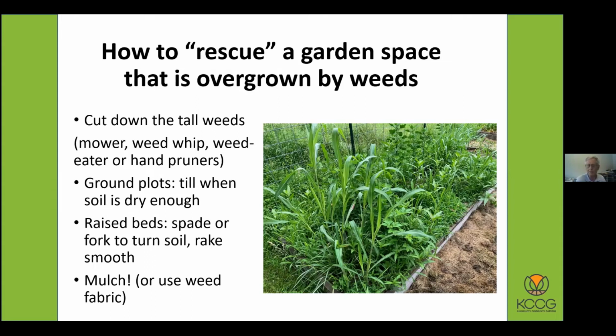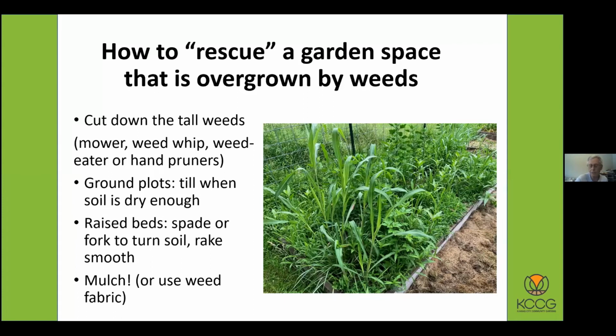And then after that, even if you're not going to plant right away, I recommend putting a thick layer of mulch down, so that new weeds don't start to grow and you'll have to do it all over again. Or you can put that weed fabric down. If you're not ready to plant, just put the weed fabric down and smother out any little weed seeds that are starting to sprout. And that way, it will not become a problem again.